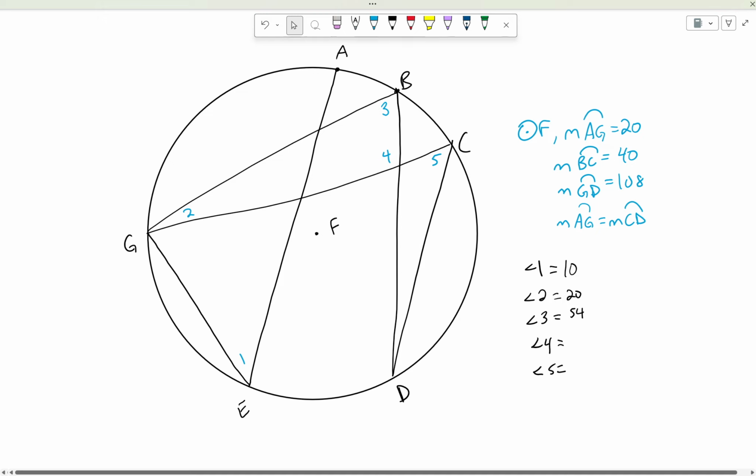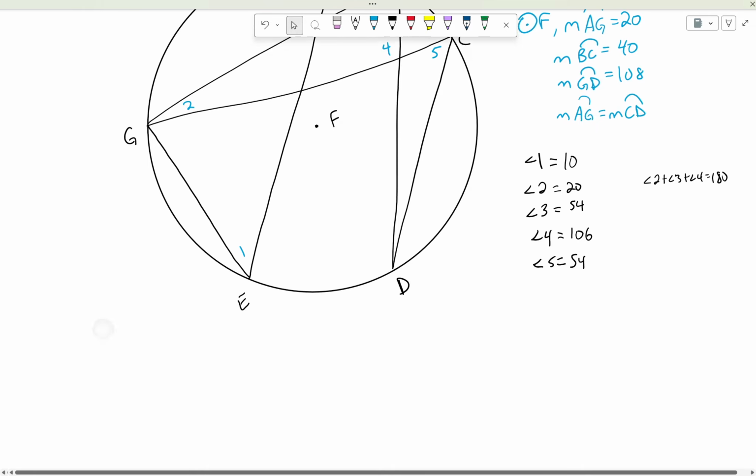Angle 4, we have to find out. We know angle 3, we know angle 2, and this is going to be the interior angle sum because we have a triangle right there. So angle 2 plus angle 3 plus angle 4 will equal 180. We back those other angles out, it's going to be 74. Subtract that from 180, and that's going to give us 106. And then angle 5 is, again, GD, which we were already given, same deal as angle 3. It opens up the same corresponding arc, so angles 3 and 5 wind up being the same.